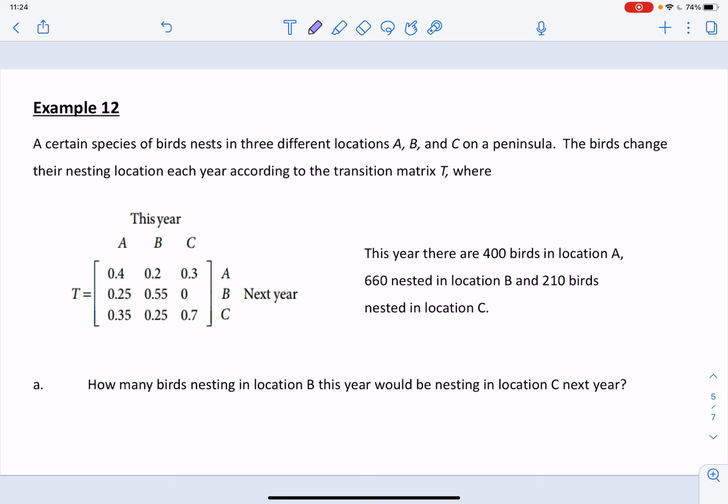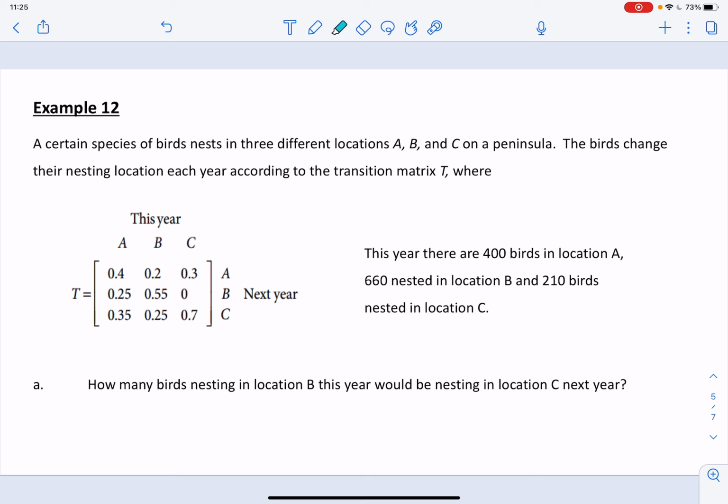So looking at our matrix T on the left, we can see that our column A equals 1, our column B equals 1, and our column C equals 1. So that means I've got all my numbers there and I can start answering questions. Part A asks how many birds nesting in location B this year would be nesting in location C next year.